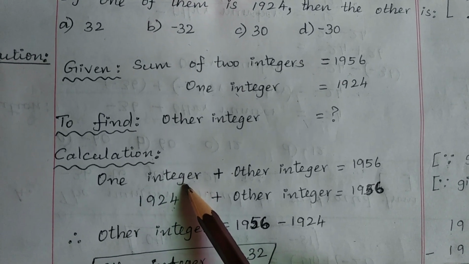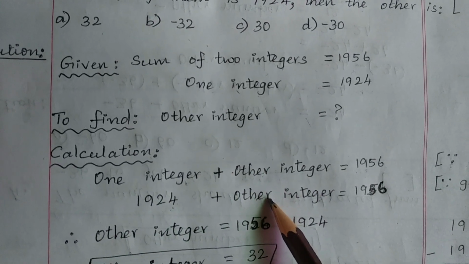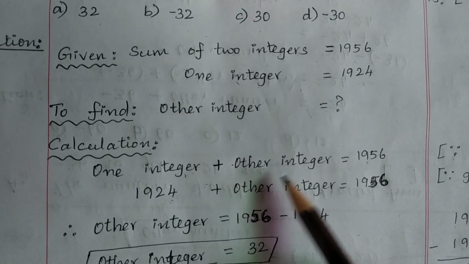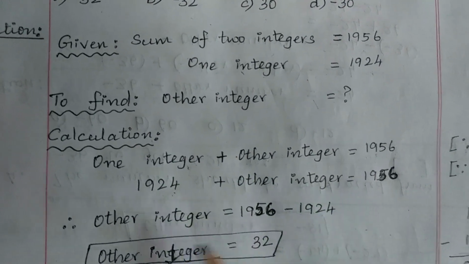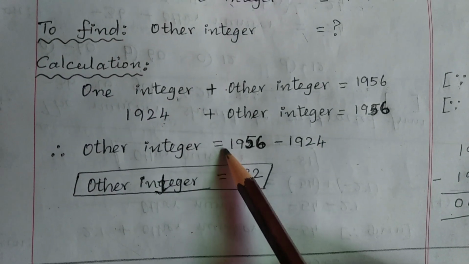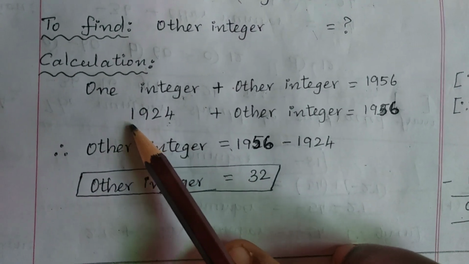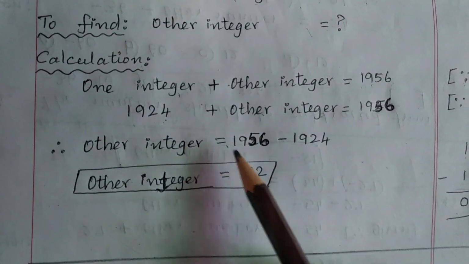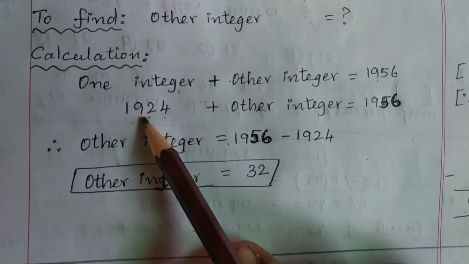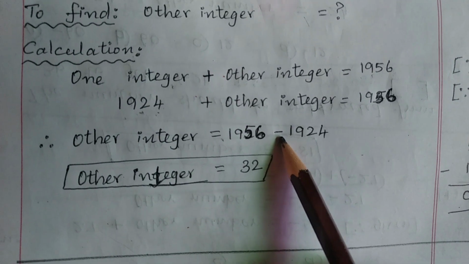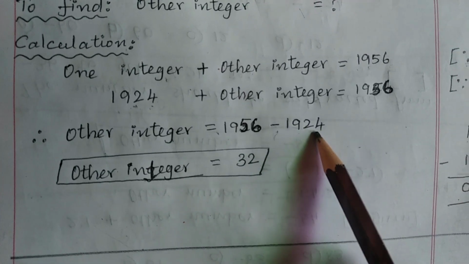So 1924 has been replaced in the place of the statement one integer. No need to change anything for the other integer because we have to find the value of this thing only. So 1924 plus other integer is equal to 1956. So other integer is equal to, keep other integer on the left hand side, transpose 1924 to the right hand side. So already 1924 is with positive sign on the left hand side. So on transposing it gets a negative sign. Therefore we get 1956 minus 1924.